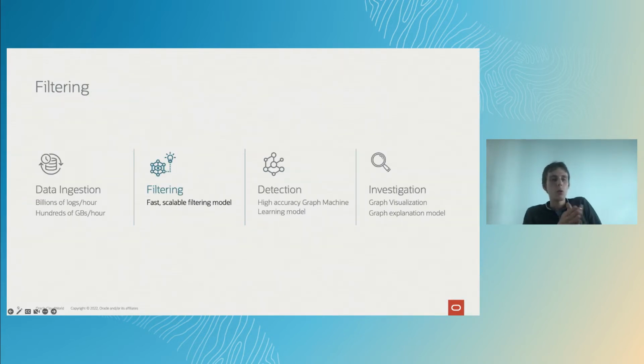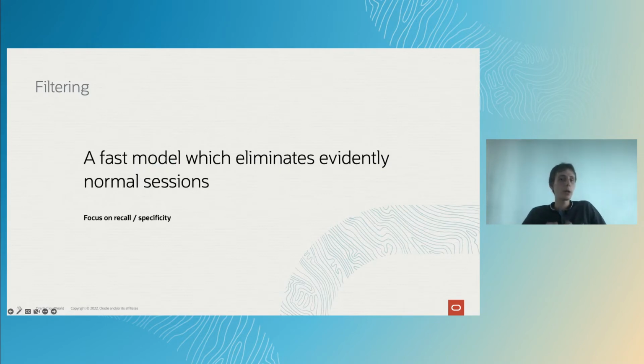Okay, so we've got the data. We ingest the data. What's the next step? The next step is the filtering stage. The goal here is to decrease the amount of data we need to consider. If we jumped directly to some graph machine learning model, the problem is that because of the sheer amount of data, it would take either way too long to process everything, or it would require too many resources, and so it would actually be very expensive.